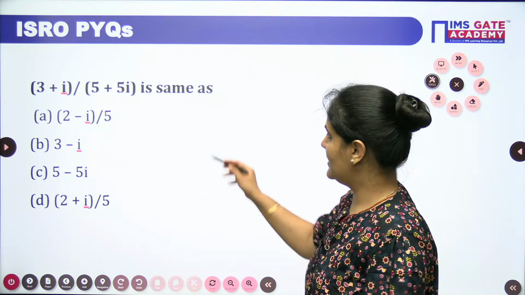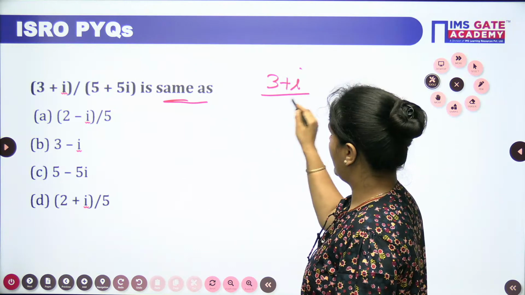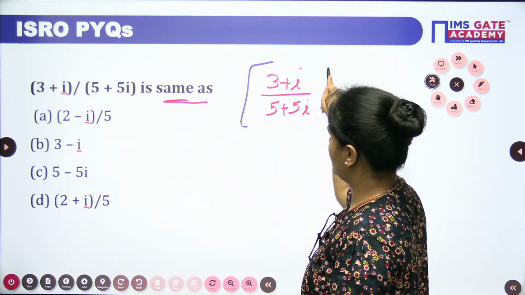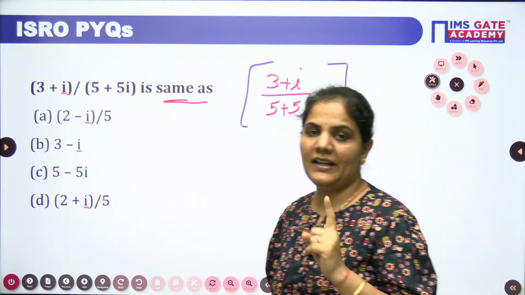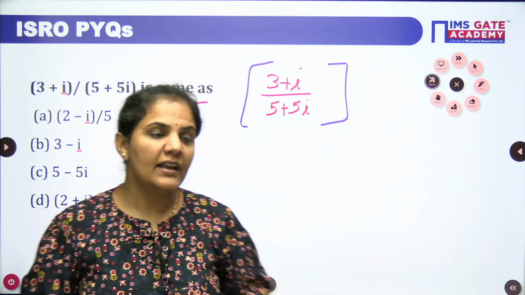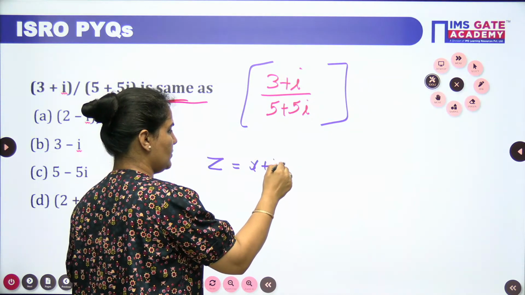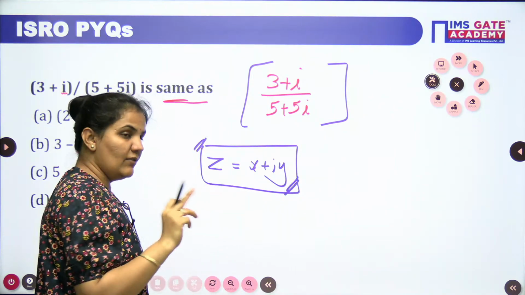So this is a question, it is asking about 3. The question is written as (3 + i)/(5 + 5i). So we need to actually simplify this one. Before approaching this question, I will tell you one very important thing, beta. As we know very well, the complex variable is written as z = x + iy. This is the standard format.